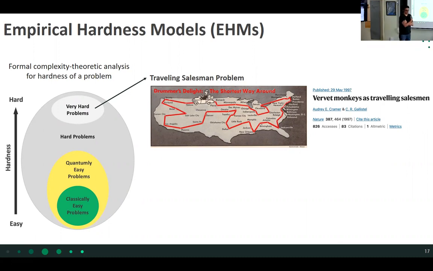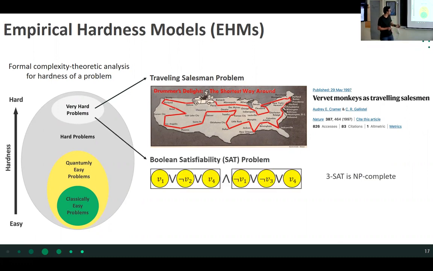It's a widely studied problem in the classical setting. It has also been applied to monkeys that mimic the traveling salesman thing. It's been studied for centuries, and there is no efficient algorithm for this type of problem. The other one is the satisfiability problem, where you have a bunch of different clauses and you want to satisfy all of them.